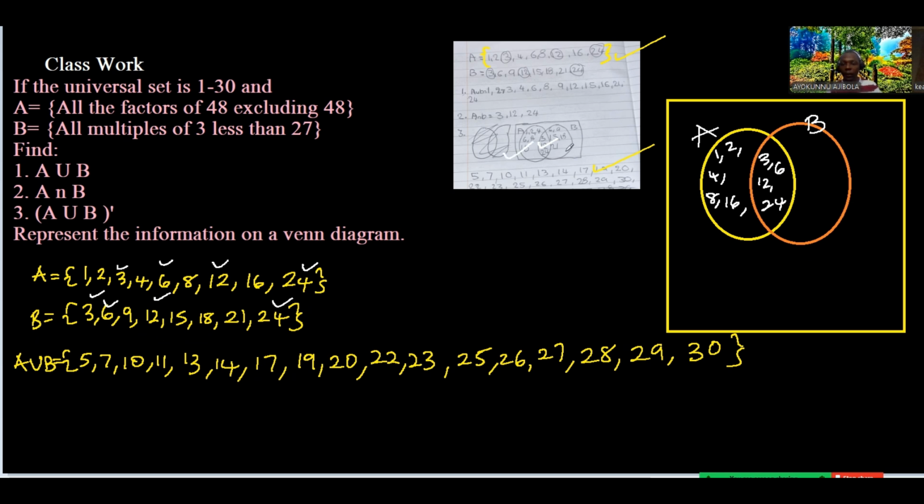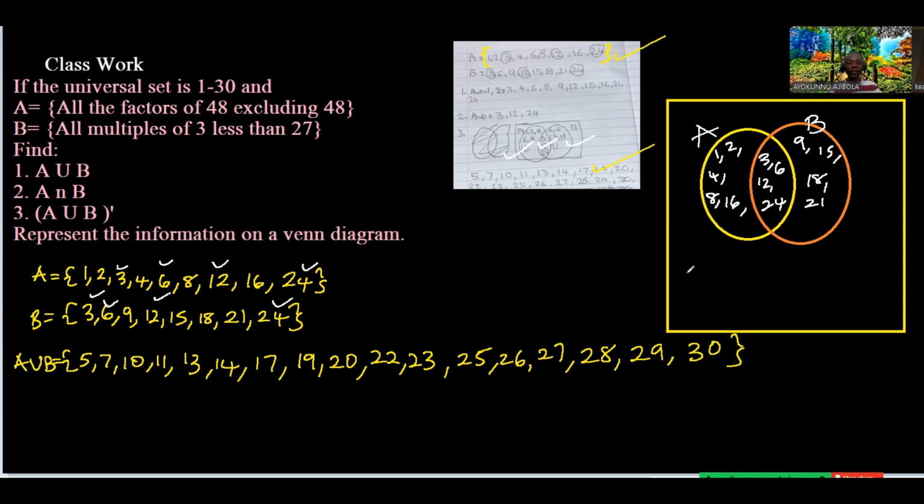Then on the right side, we have 3, 6, 9, 12, 15, 18, 21, 24. So you're also correct.